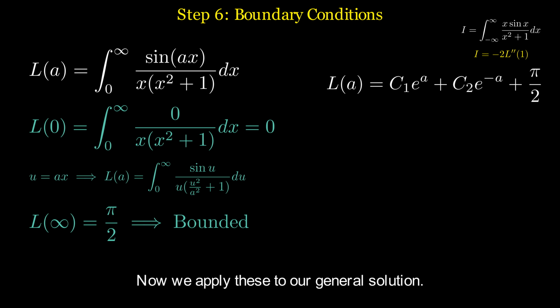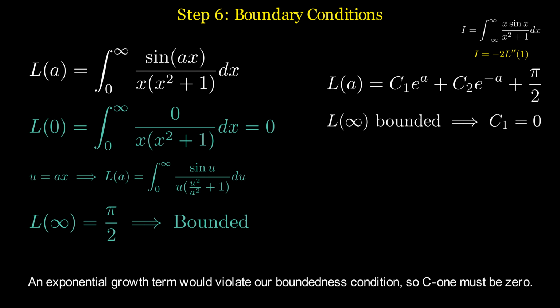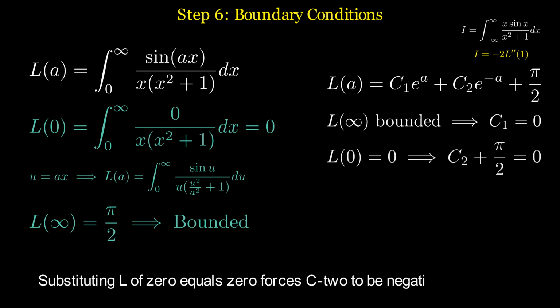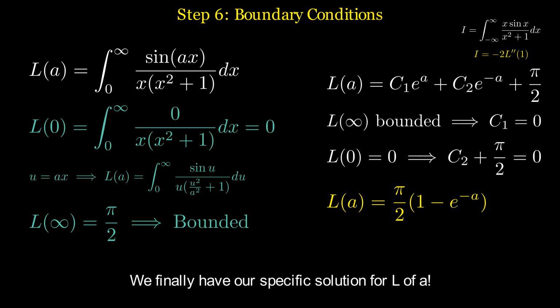Now we apply these to our general solution. An exponential growth term would violate our boundedness condition, so C1 must be 0. Substituting L of 0 equals 0 forces C2 to be negative pi over 2. We finally have our specific solution for L of a.